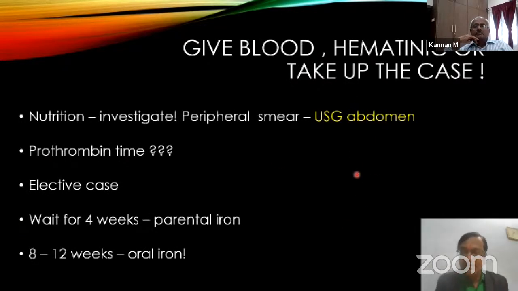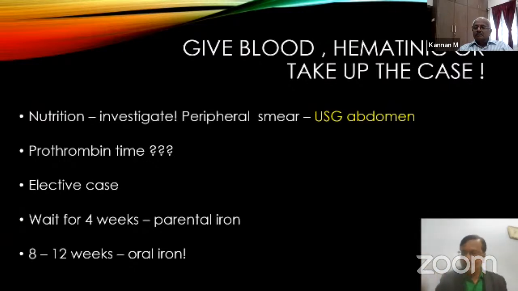You cannot increase the hemoglobin by giving iron alone. Pick up the case, get the splenectomy done, and then whatever is the ideal thing, compromise there. You have to go for prothrombin time. It is very important. So these are all the basic investigations for identification of the cause of the anemia.